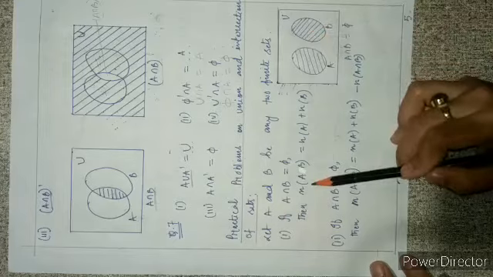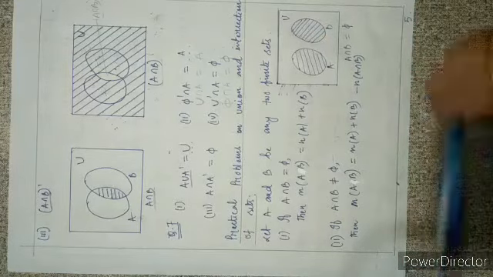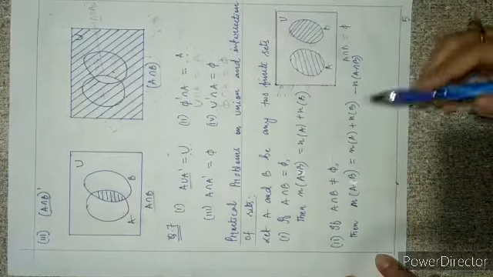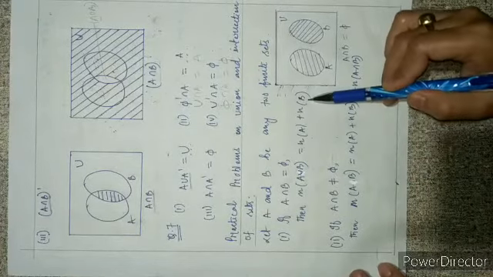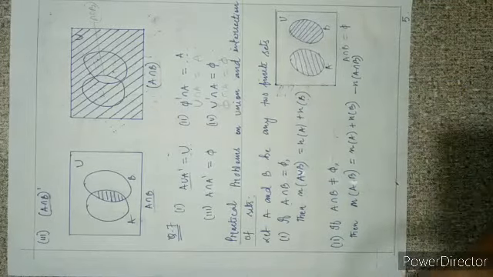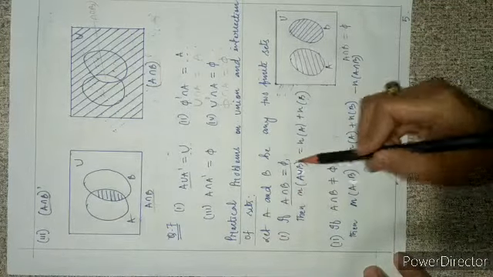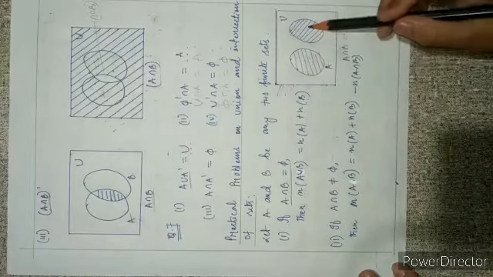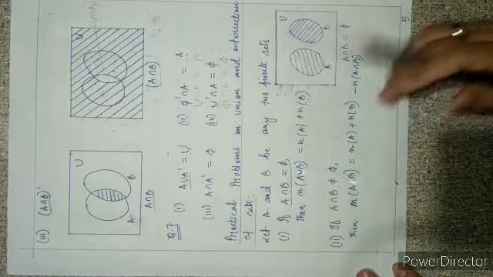So the number of elements in A union B will be the number of elements in A plus the number of elements in B, if A and B are disjoint sets. Disjoint means there is no common element in set A and the set B.